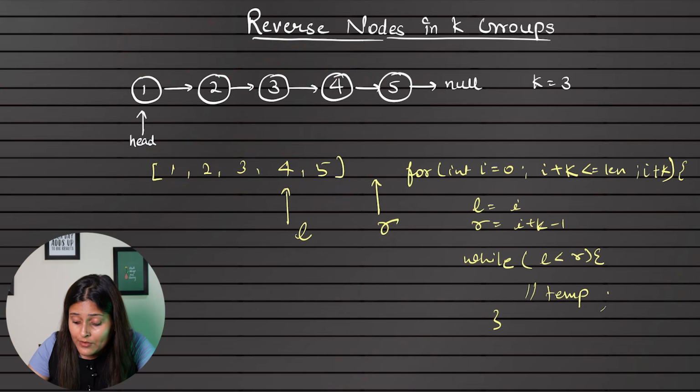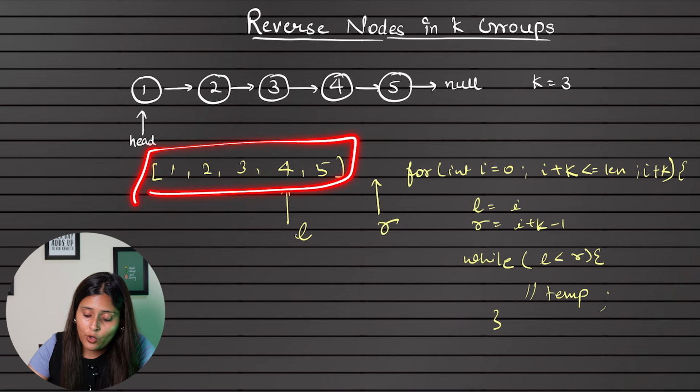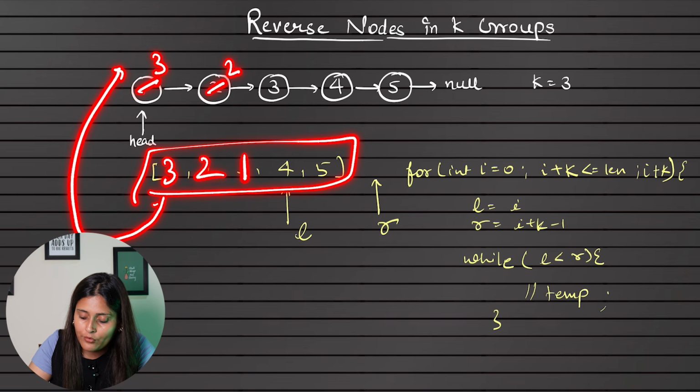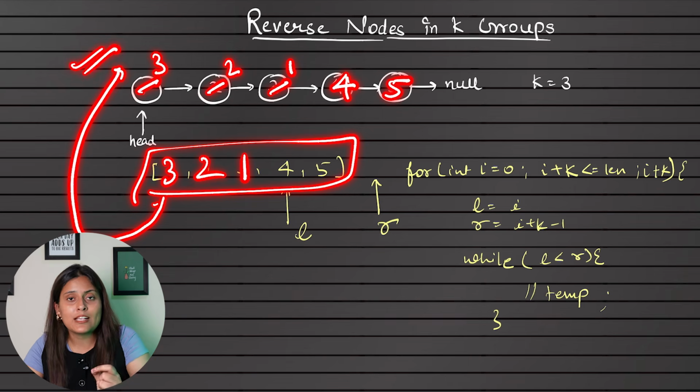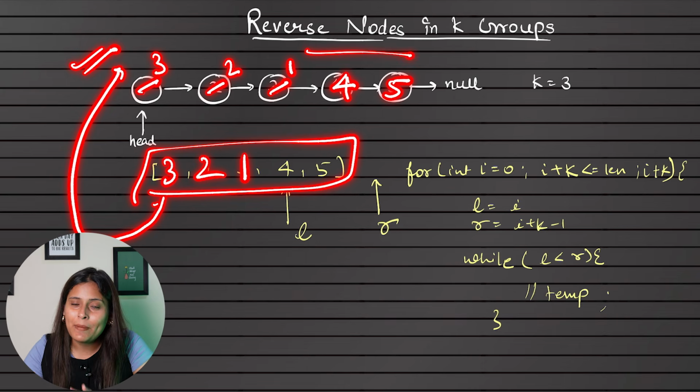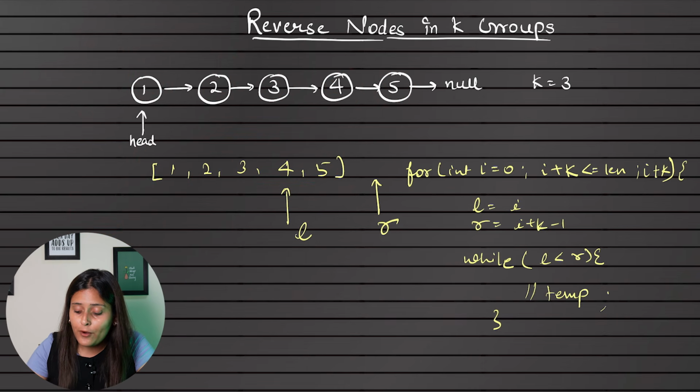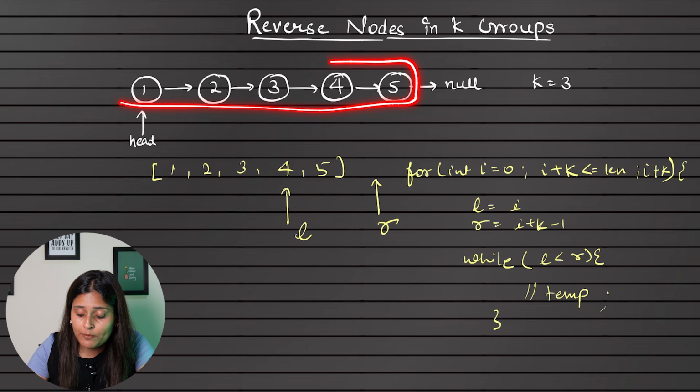Done. Once reversed in k groups, read all the values and override. So it was 3 to 1, right? So override 3, override 2, override 1, and 4 will be as it is, 5 will be as it is. So now we can say yes, it has been reversed in k groups. But the complexity is, first you have to read all the values and put in the list.